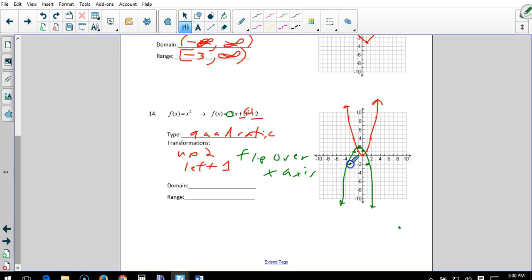Now, what's my domain of the new one? How far left? Again, parabolas go on left and right forever like that, unless they have endpoints. The range. How low does it go? Here's where you don't want to get backwards. Going towards negative infinity. How high does it go? Positive 2 with a bracket.